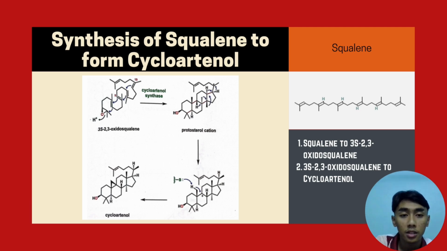So from the earlier slide, we can make a synthesis from squalene to cycloartenol. This is the cyclization of 2,3-oxidosqualene into cycloartenol by cycloartenol synthase, which is an enzyme. This conversion is a key step in the biosynthesis of sterols and digoxin in plants.